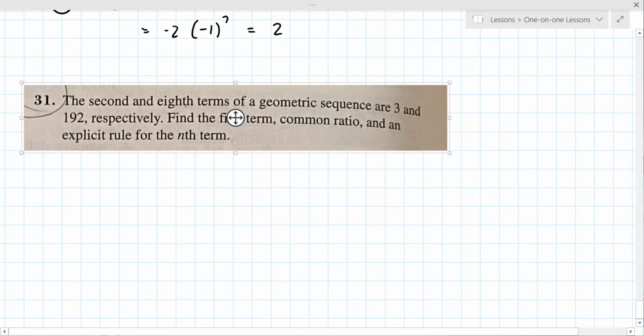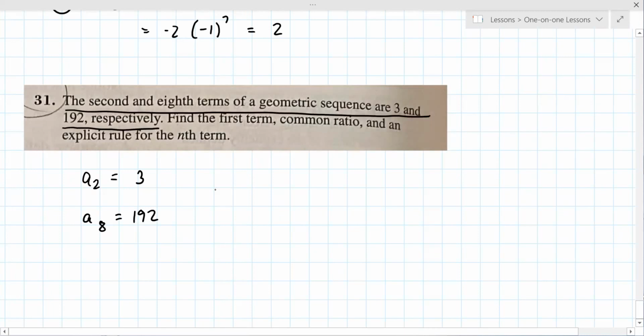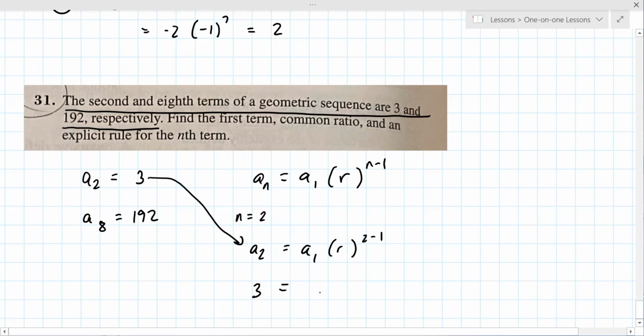Okay, so they're saying a sub 2 equals 3, and a sub 8 equals 192. That's what you get out of this first sentence. So we're going to write the formula: a_n equals a_1 r to the n minus 1 power, and we're going to do that for each of these. First, when n equals 2, you get a_2 equals a_1 r to the 2 minus 1 power. But what is a_2? a_2 is 3, and this is to the power of 1.